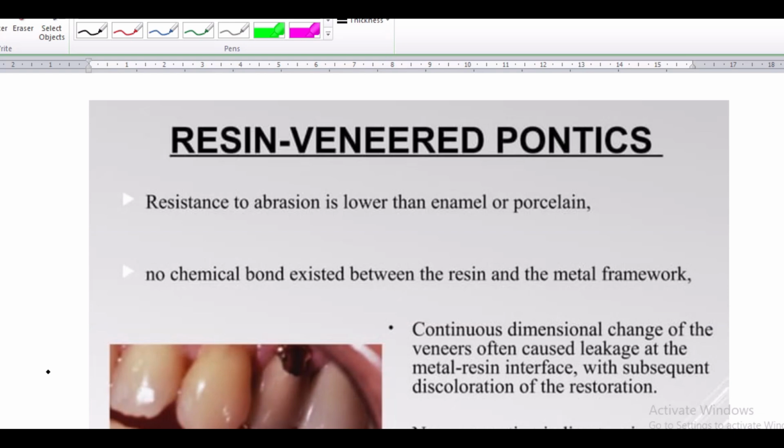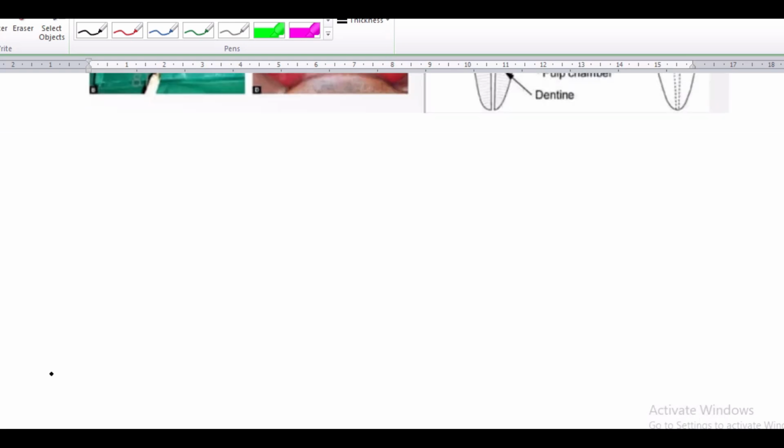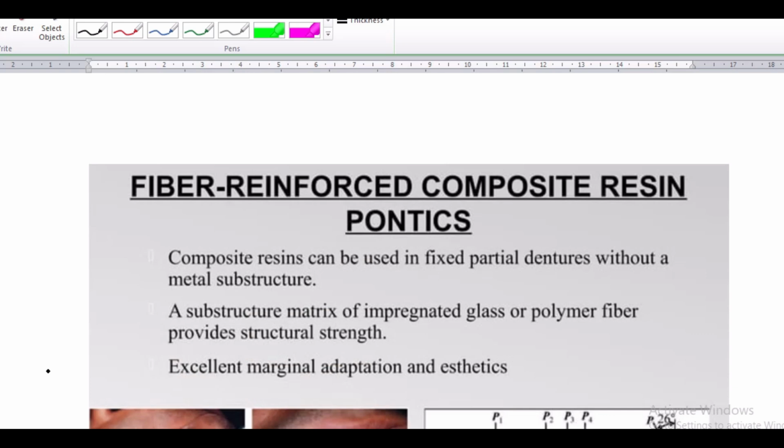Other is resin veneered pontics. They have lower strength, poor abrasion resistance, staining, and poor aesthetics. They are indicated in long-term provisional restorations, contraindicated in definitive restorations, or they can be fiber reinforced composite resin pontics or all metal pontics. The all metal pontics have high strength, a simple procedure, and poor aesthetics, indicated in mandibular molars, especially under high stress situations where aesthetics are not important.